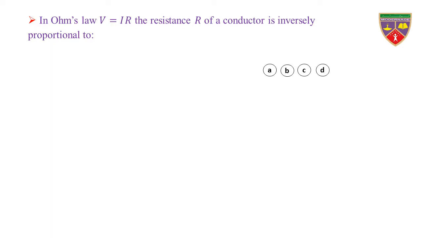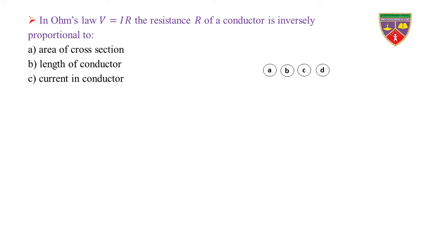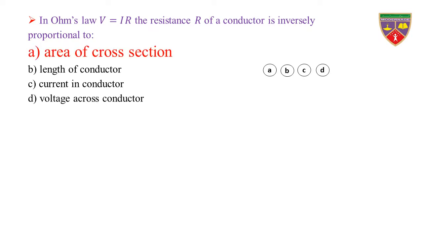In Ohm's law, V is equal to IR. The resistance R of a conductor is inversely proportional to option A, area of cross section, option B, length of conductor, option C, current in conductor, option D, voltage across conductor. The key is area of cross section. Therefore, option A is correct.